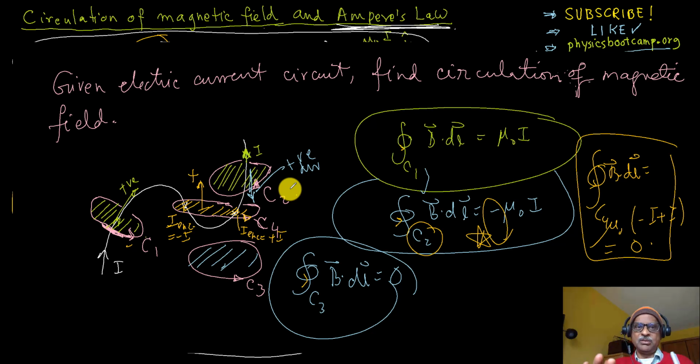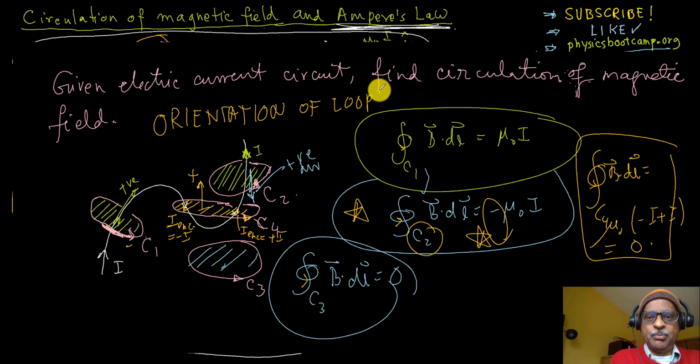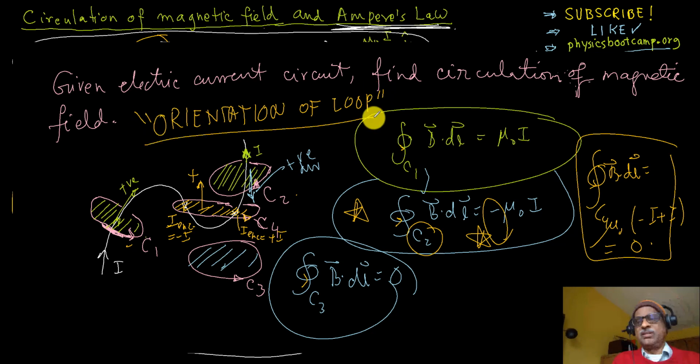But in most of the problems to do with Ampere's law, you probably have just a single orientation in the problem, and even if you don't know, it makes no difference. But sometimes I know there are people who like to test this. Do you know the orientation of the loop? So orientation of loop, you got to study that.